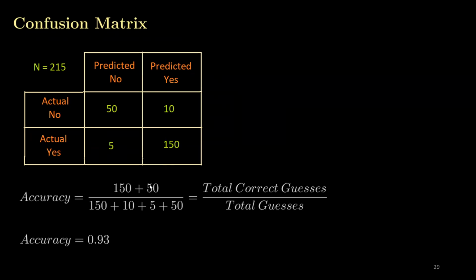So we add them and divide by the total number of guesses. So we get 0.93 accuracy. And if we transfer it into a percentage, it will be 93%.